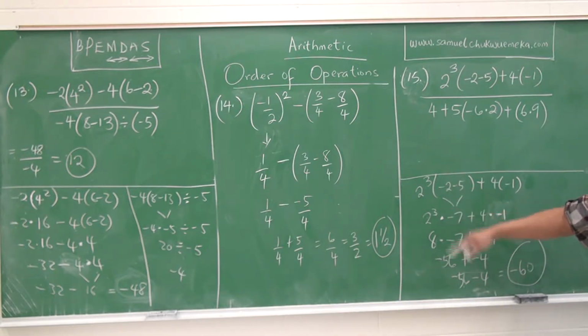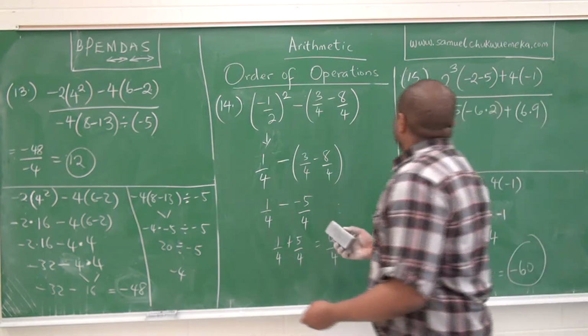And let's take a quick look at it again. This is 8 times negative 7, which is negative 56, minus 4, which is negative 60. Okay, the next question.